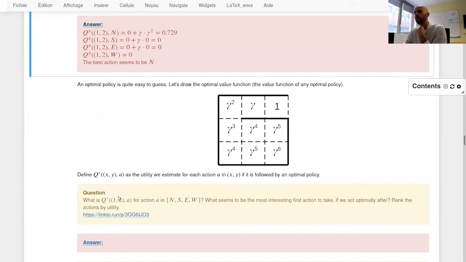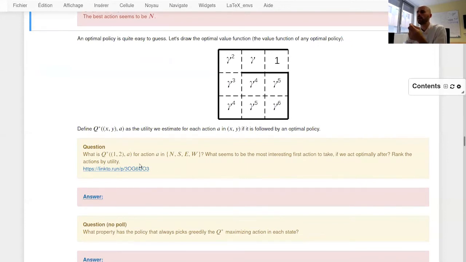Let's define Q star of XYA as the utility we estimate for each action A in XY if it is followed by an optimal policy. So now the question we will ask is, what is Q star of 1-2, that's still the same cell, 1-2, A, for action A in north, south, east, and west? And what seems to be the most interesting first action to take if we act optimally after? So I'm asking you to actually rank the actions by utility.